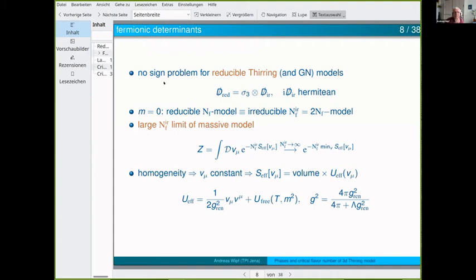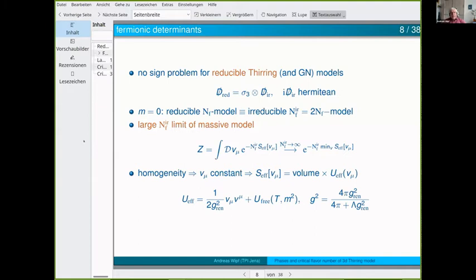Okay, now in the reducible representation, the Dirac operator is just sigma 3 times the one in the irreducible one, which is Hermitian, at least in the continuum. And you see there is no sign problem, obviously, because this is the square of the determinant of this one. So for obvious reasons, there's no sign problem in the reducible Thirring model. And actually, if the mass is 0, then the reducible model with NF fermions is equivalent to the irreducible model with 2 NF 2-component fermions. The same is not true for the massive model. It's true for the massless model.